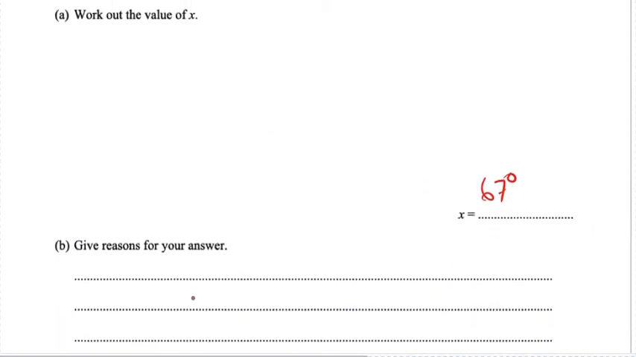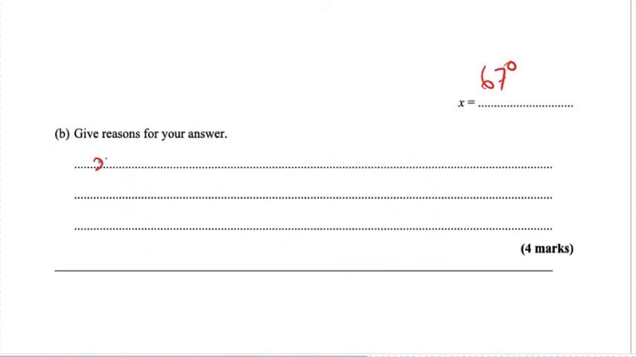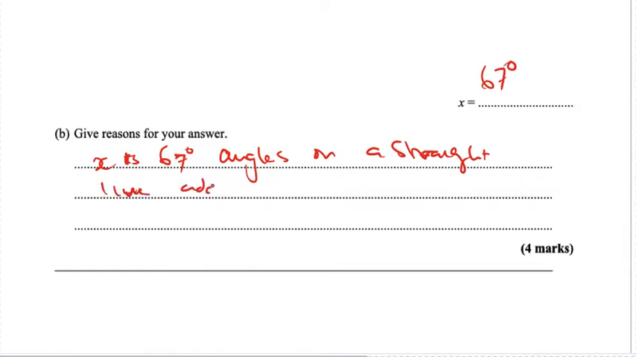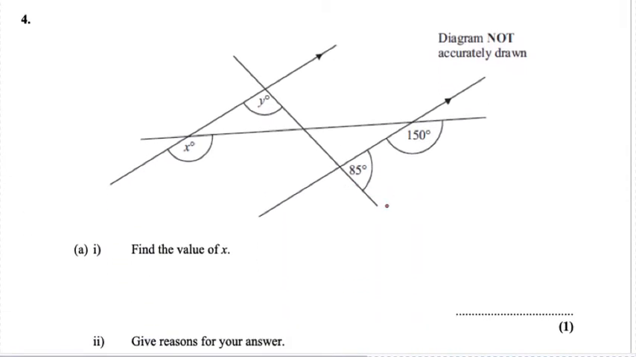The reason is angles on a straight line add up to 180. Okay, yeah, so let's go to number 4. Here it is. Okay, number 4 looks scary. Oh my god. Alright, so let's start.